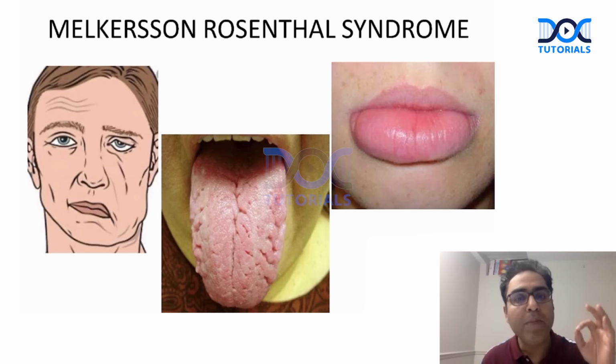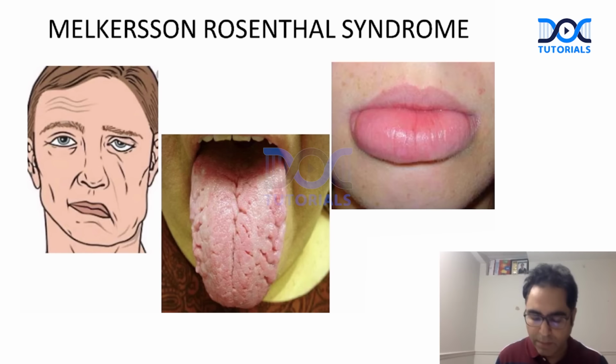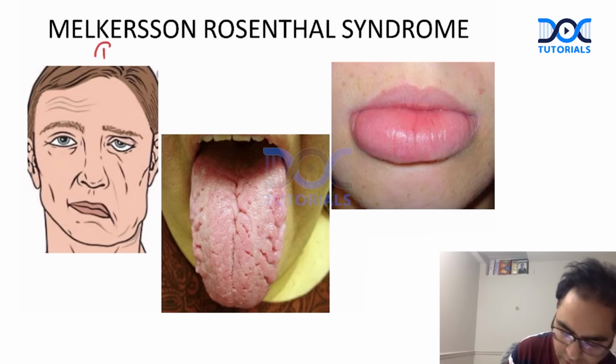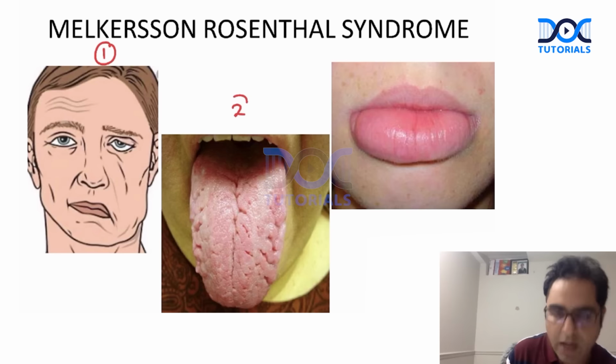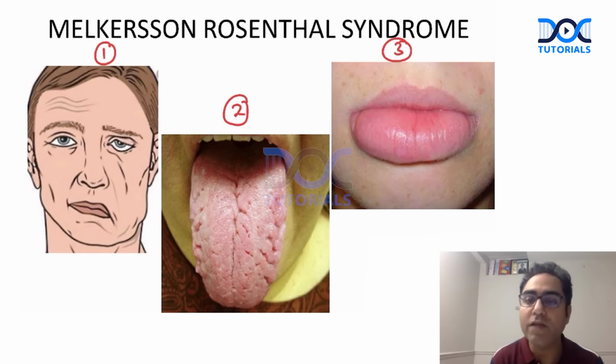Now, Melkersson-Rosenthal syndrome, very possible question, a visual question in dermatology also. It has got 3 features. Number 1, recurrent facial palsy. Number 2, fissured tongue. And number 3, swelling of lips. Let's revise. What is the name of the syndrome?